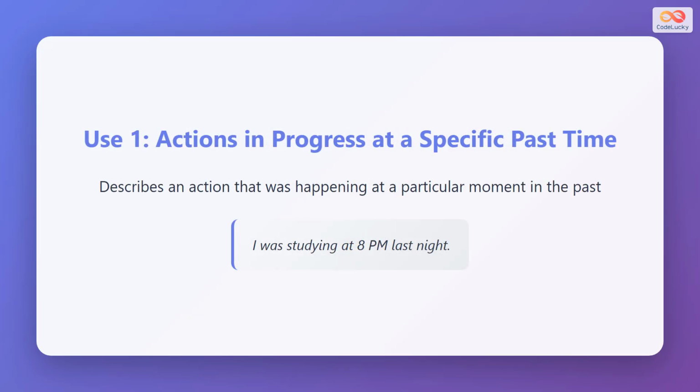The first use of the past continuous is to describe an action that was happening at a particular moment in the past. For example, I was studying at 8 p.m. last night. This tells us that at that exact time, 8 o'clock in the evening, the action of studying was in progress. It wasn't finished yet, it was still happening.